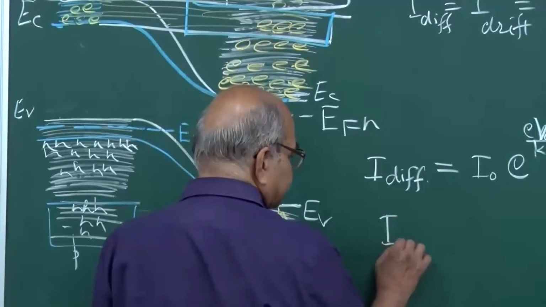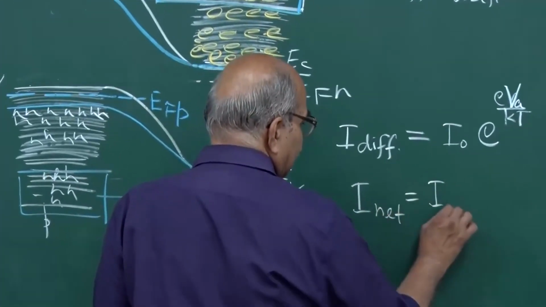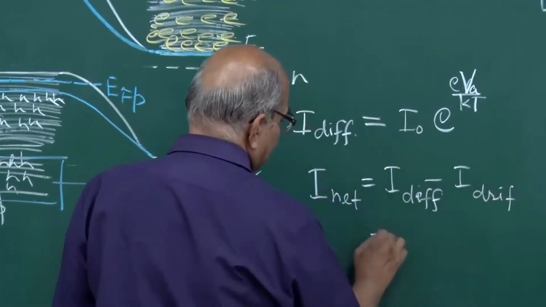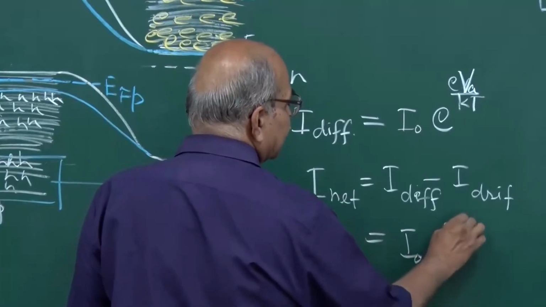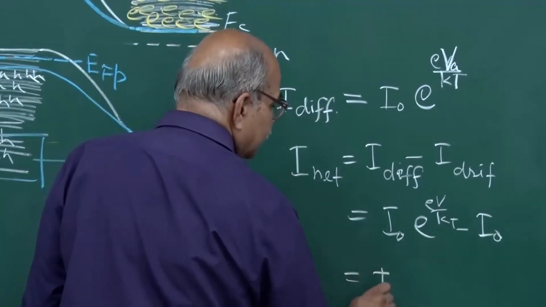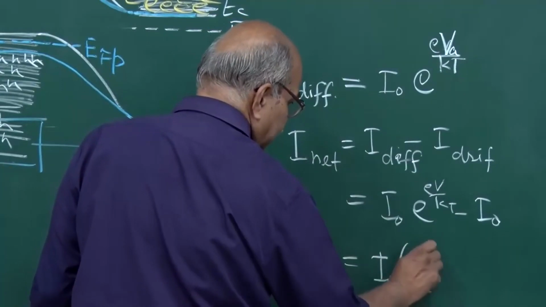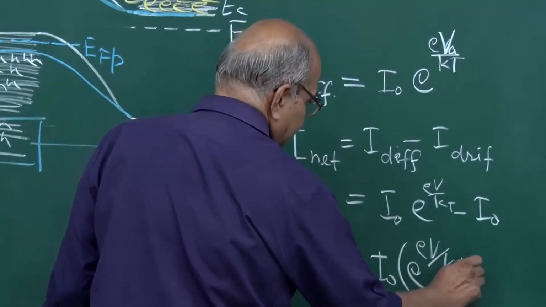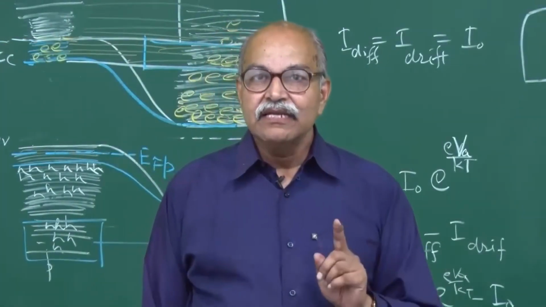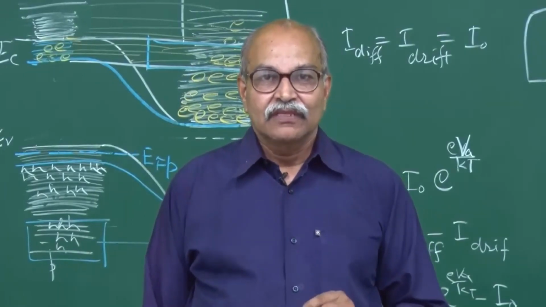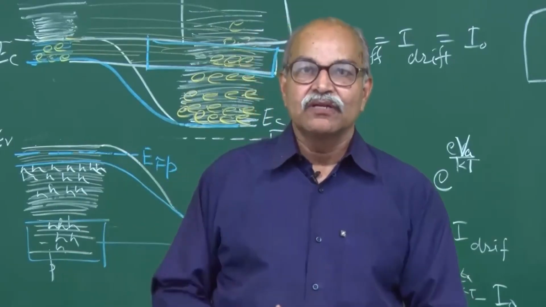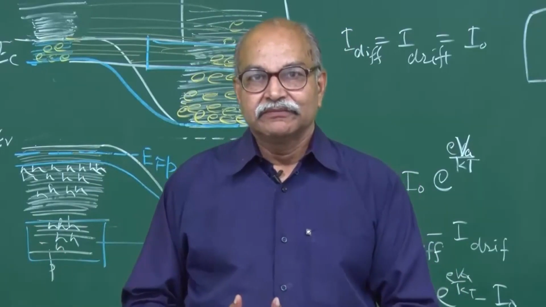So what is the net current? The net current is I diffusion minus I drift, which is I naught times e power EV by KT minus I naught. So it's like I naught times, in common, e power EV over KT minus 1. This equation is called the ideal diode equation. Several assumptions are taken to derive this equation, and that is why it is called the ideal diode equation.